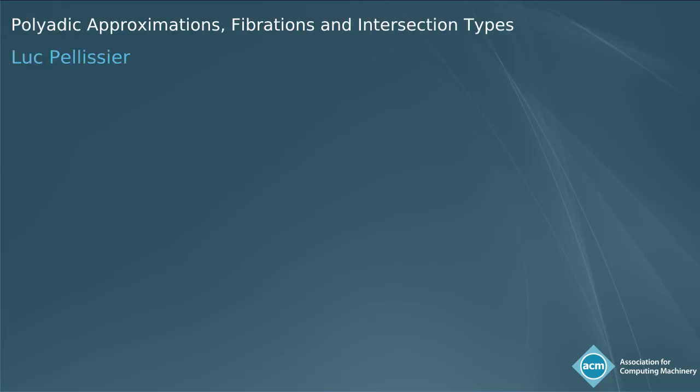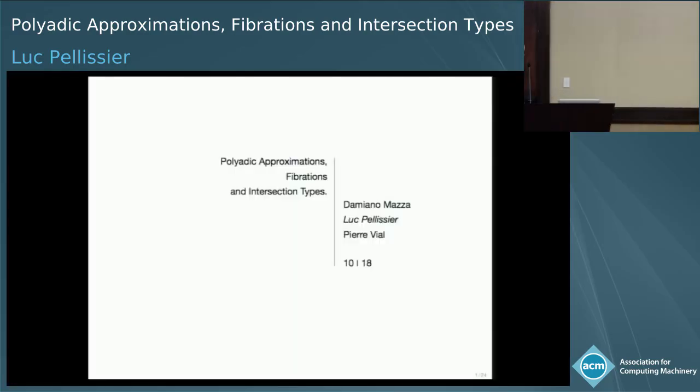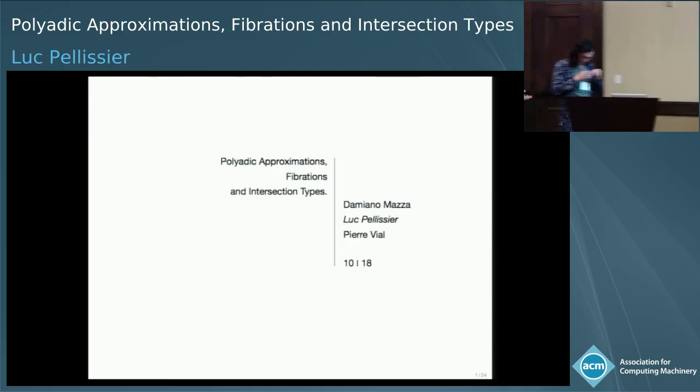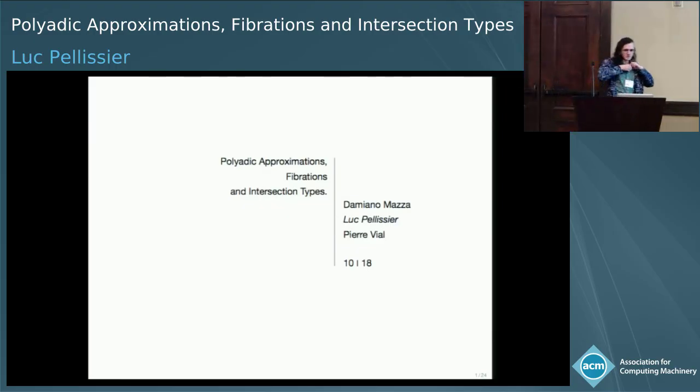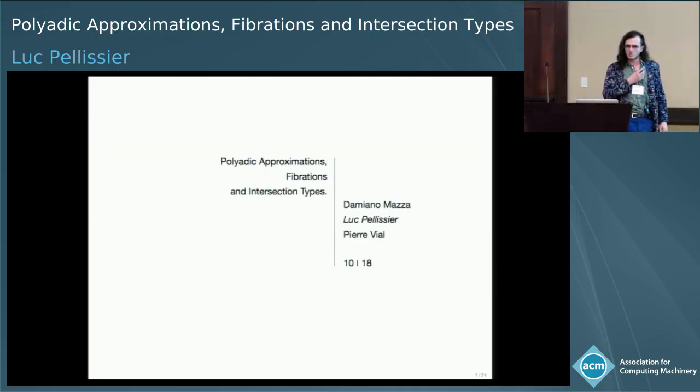Our next talk also has something to do with linear types. And one of the lovely things about linear types is that they're useful for so many things. And so it's my pleasure to introduce Luc Pellissier. Exactly. Okay. And he'll tell us about the relationship between polyadic approximations and intersection types.